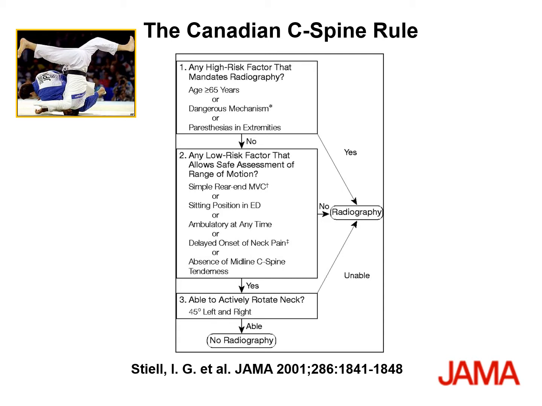Because the third part of this is going to be determining if range of motion, right, if we have enough range of motion that meets the rule. That's 45 degrees of active rotation to the left and to the right. And so we're going to look to see if the patient has had an MVA that wasn't necessarily high speed. Have they been sitting or walking around since the injury?